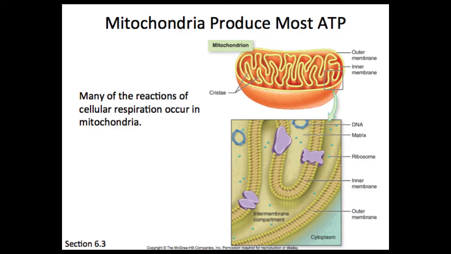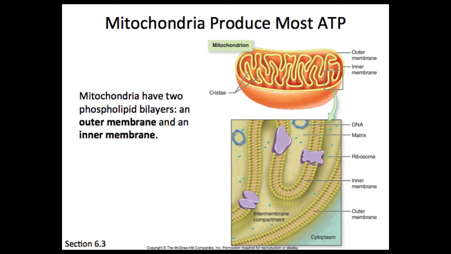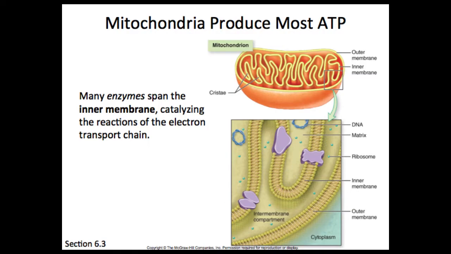Many of the reactions of cellular respiration occur in the mitochondria. And recall that a mitochondrion is one of those organelles that we find in eukaryotic cells. Mitochondria have two phospholipid bilayers, an outer membrane and an inner membrane. Many enzymes are found along the inner membrane, thus catalyzing the reactions of our electron transport chain.